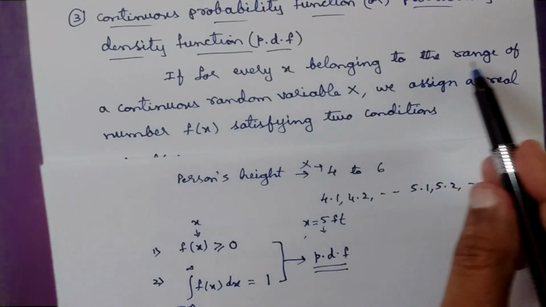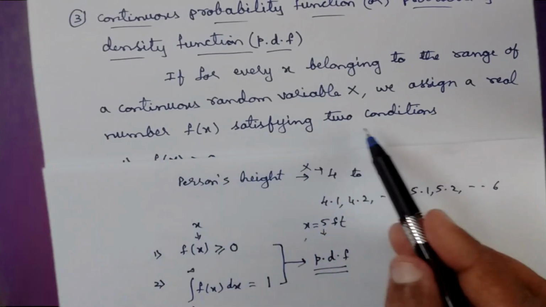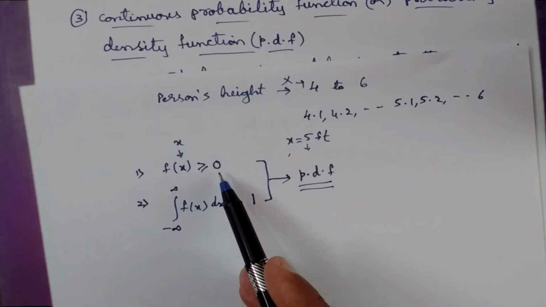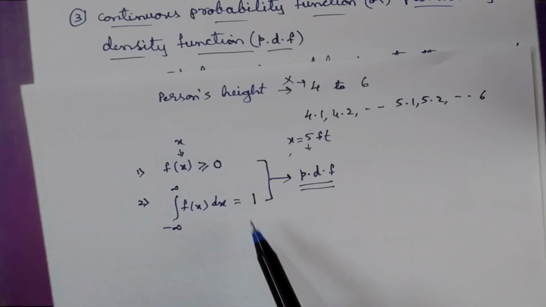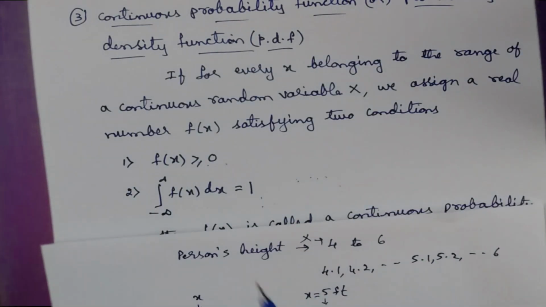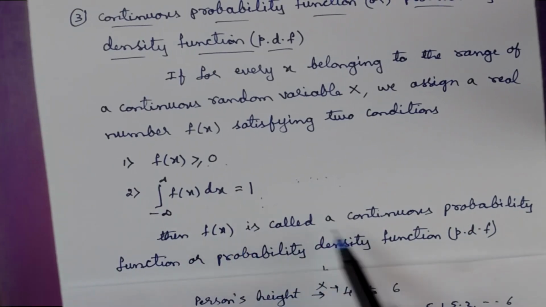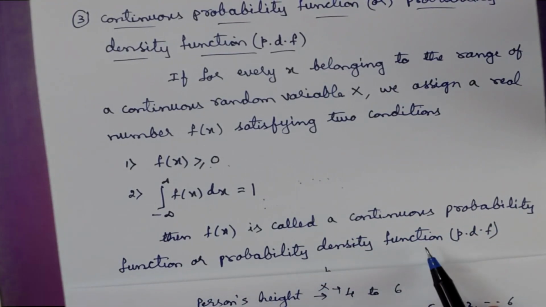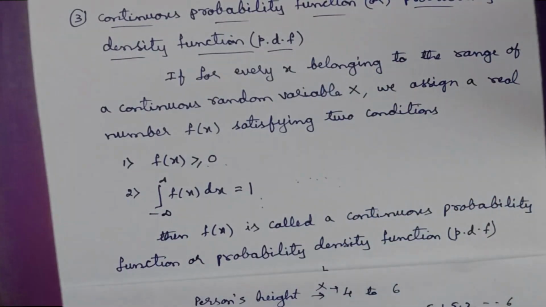So if for every x belonging to the range of a continuous random variable capital X, we assign a real number f of x satisfying two conditions. As I told you, f of x should be greater than or equals to 0. The second condition is the integral from minus infinity to plus infinity of f of x dx will be equals to 1. These two conditions should be satisfied. If these two conditions are satisfied, then we say the given function f of x is called a continuous probability function or probability density function, which is nothing but PDF. You just make a note of this definition, or you can just pause the video and make a note of this definition.